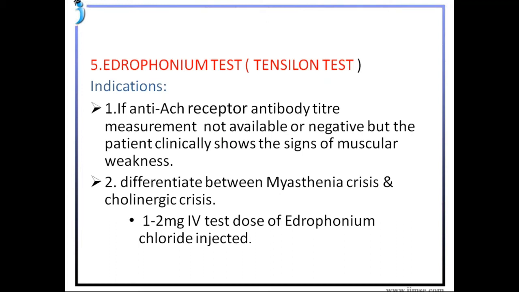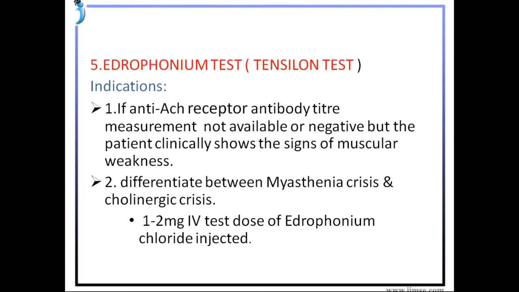Why are we using this? Because it is short acting. Now, what are the indications? If the anti-acetylcholine receptor antibody titer measurement is not available or negative, but the patient clinically shows signs of muscular weakness, we might go to this edrophonium test. It is also used to differentiate between myasthenic crisis and cholinergic crisis. What is cholinergic crisis? Whenever there is excessive acetylcholine, it equally shows muscle weakness. To differentiate that, we give the drug edrophonium.